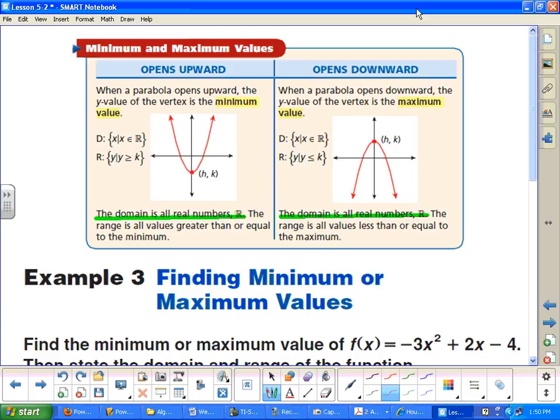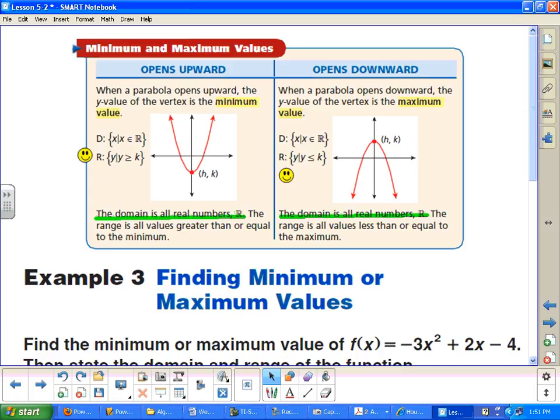Minimum and maximum values. If it opens upward, it has a minimum. If it opens downward, it has a maximum. Now, the domain for all quadratic functions is all real numbers. The range, if it has a minimum, is going to be y is greater than or equal to k, the y value of the vertex. If it has a maximum, then the range is going to be y is less than or equal to k, the y value of the vertex.